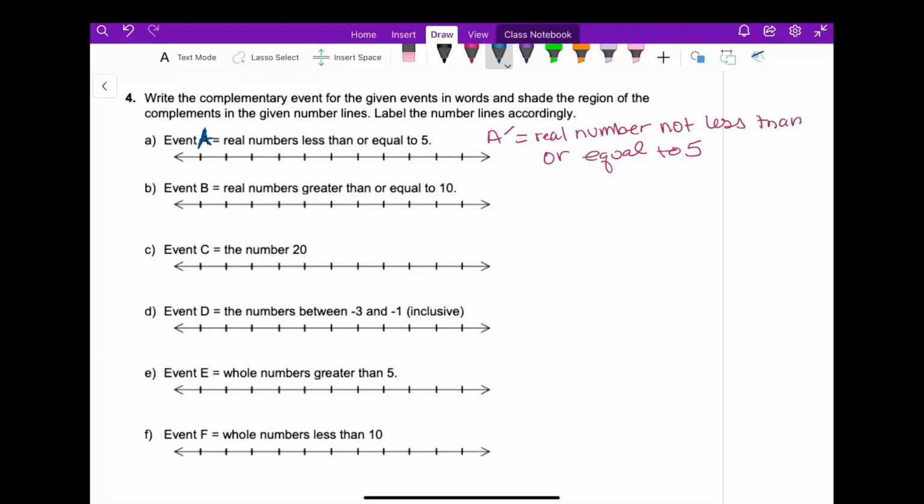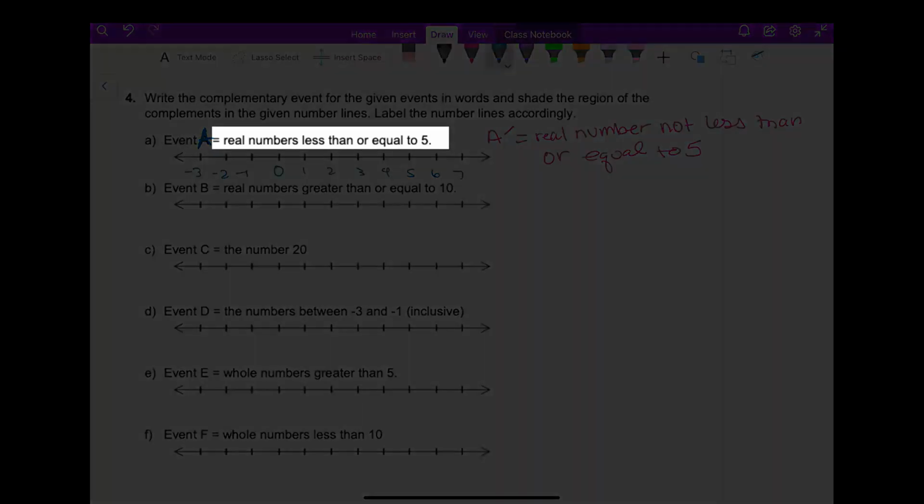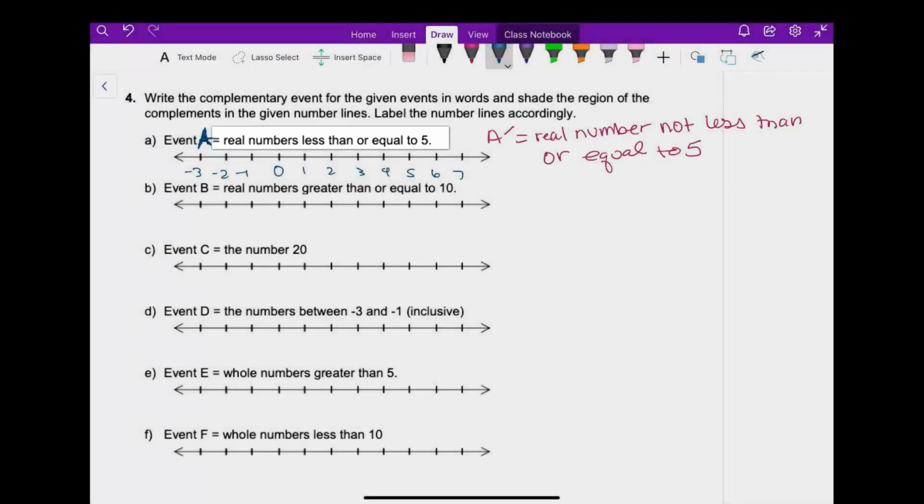Remember when I'm labeling my number line, 0 can go anywhere, but I usually like to start with 0, so I'm just going to put a 0 here. 1, 2, 3, 4, 5, 6, 7, -1, -2, -3. If I was looking for real numbers less than or equal to 5, remember that my symbols are important, so I'm going to put in a closed dot, and then what numbers are less than 5? 4, 3, 2, 1, so my shading is going to come this way. Okay, this is going to be A for me.